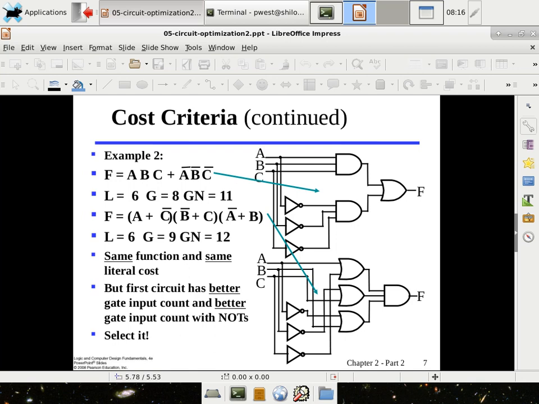Obviously, the first one has a better gate input count and better gate input count with NOTs, so we select it because it's going to consume less area as well.